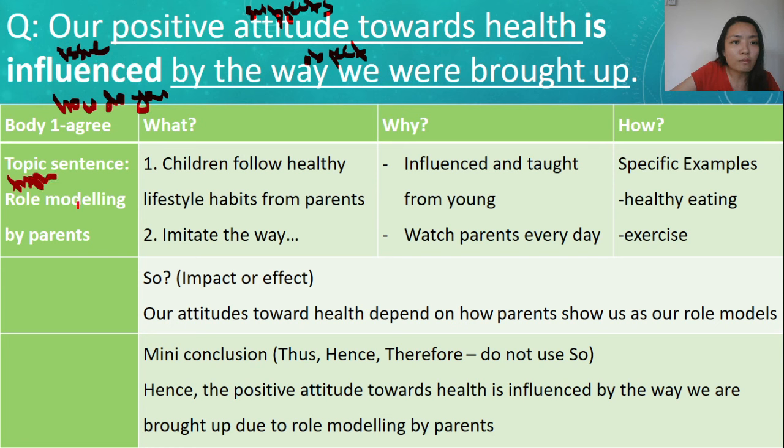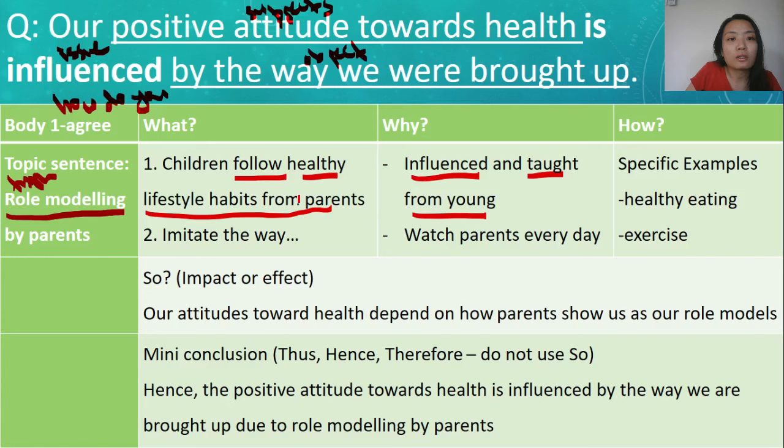Alright, so what do you mean by role modeling? You need to explain the keyword, role modeling. So here, what you mean is that children follow healthy lifestyle habits from their parents. This can be your first sub point. Alright, and why do you say that? Because they were influenced and taught from young when they grew up with their parents, and they watch their parents every day. They imitate. Your second sub point could be, then they imitate the way parents do things.